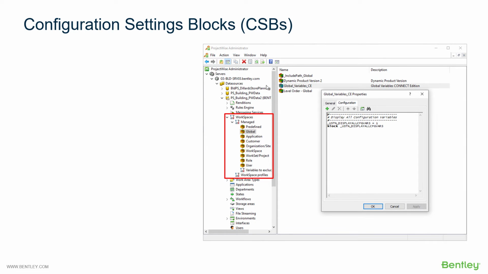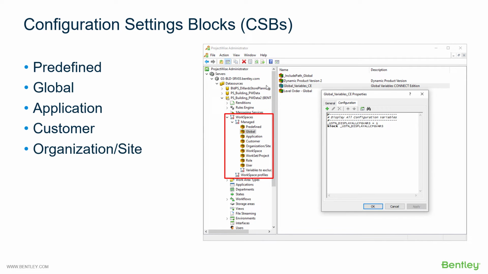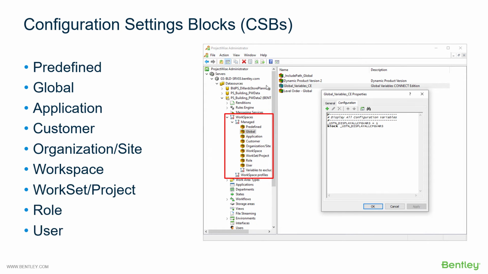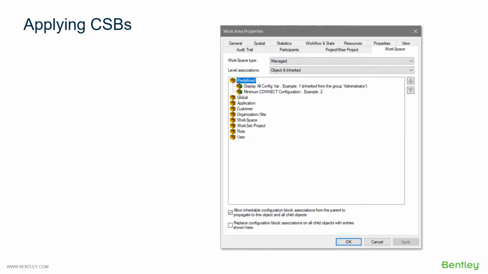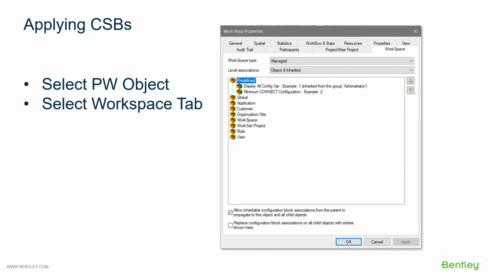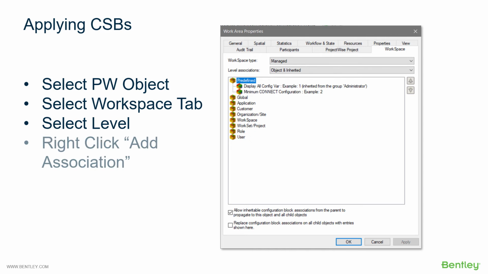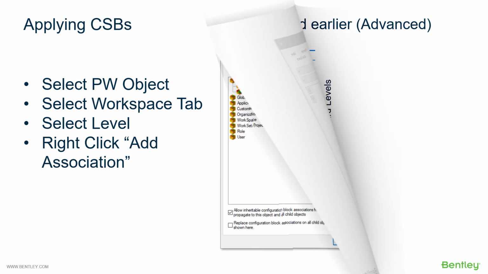So there are various levels to CSBs. We note that there are predefined, global, application, customer, organization site, workspace, workset, role, and user. There are more levels in ProjectWise than there are in MicroStation. A review of applying CSBs: we select the object, select the Workspace tab, select the level that the CSB was created on, and right-click Add Association.